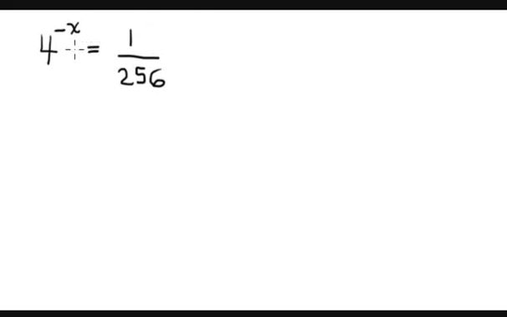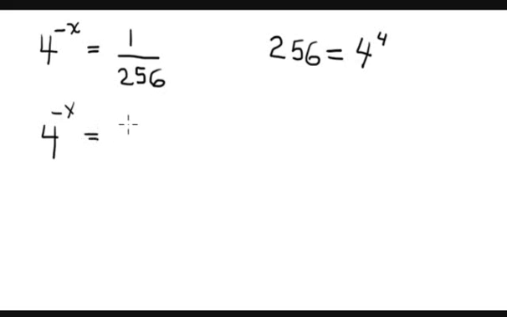You must manipulate both sides in order to express them using a common base. I know the fact that 256 is equal to 4 to the 4th power. When you multiply 4 times 4 times 4 times 4 it is 256. You can verify that in the calculator. Okay, so now you write 4 raised to the negative x is equal to 1 over 4 to the 4th power.